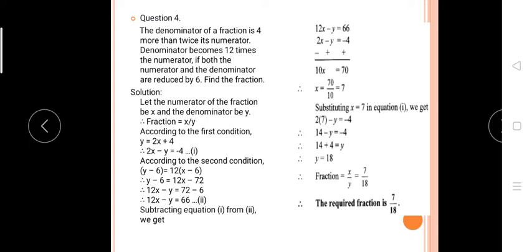Firstly, you have to read the question properly. The denominator of a fraction is 4 more than twice the numerator. This is your first condition. The denominator becomes 12 times the numerator if both the numerator and the denominator are reduced by 6. Find the fraction. What do we have to find out? Yesterday also I explained what we have to find out in a question. In this question, we have to find out the fraction.